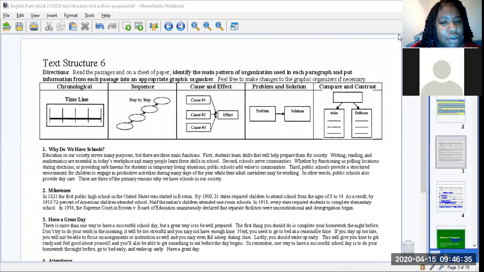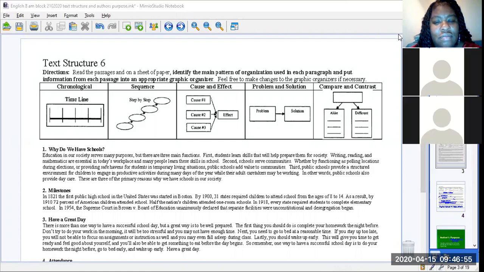All right. So for number 1, Brittany, why do we have schools? What text structure did you pick for that one? And tell me why you picked it. I put sequence, I think. Okay. And tell me why you put sequence.